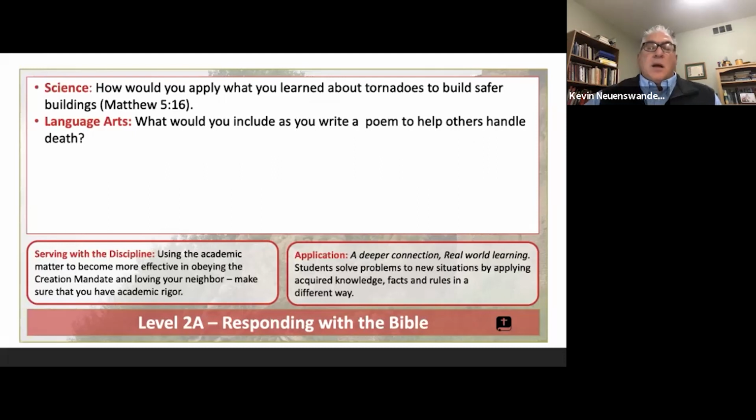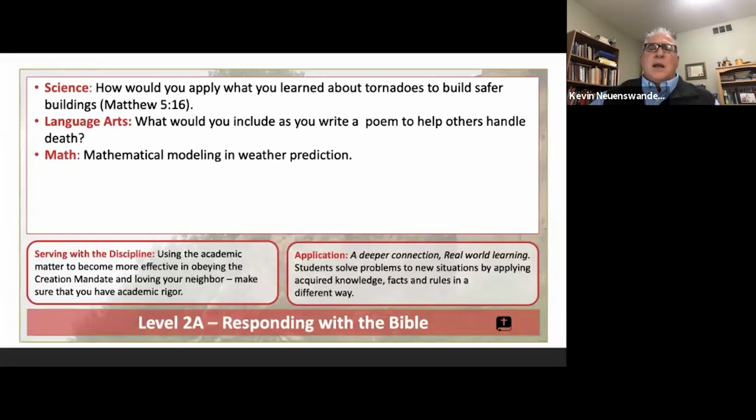My son-in-law, Caleb, just yesterday or the day before yesterday, his grandfather died of COVID. So what would I include if I wrote a poem about how others could handle death? I haven't done that, but if I did for my son-in-law Caleb, that would be at the application level.